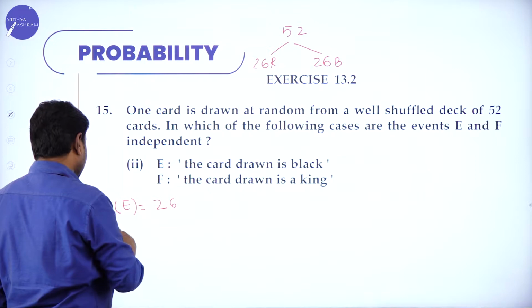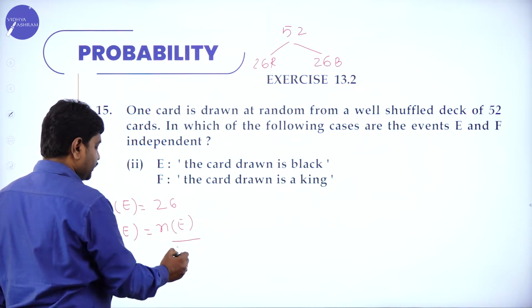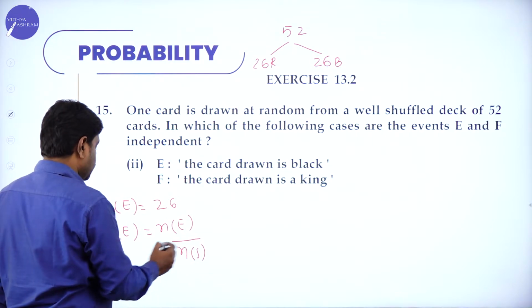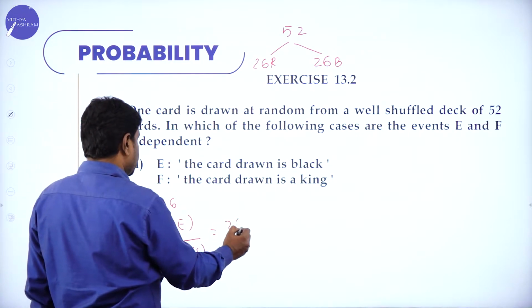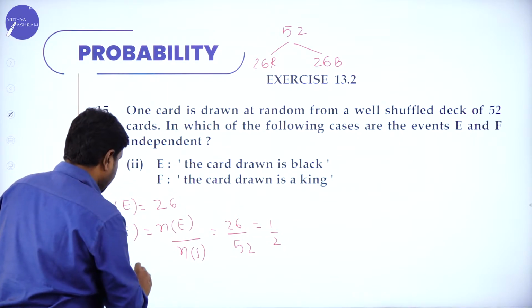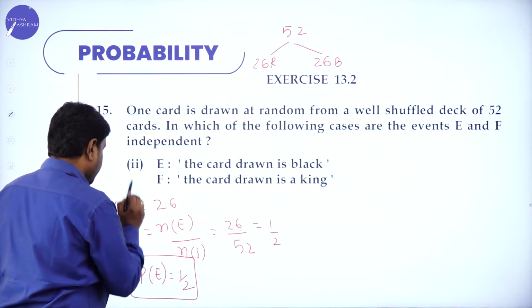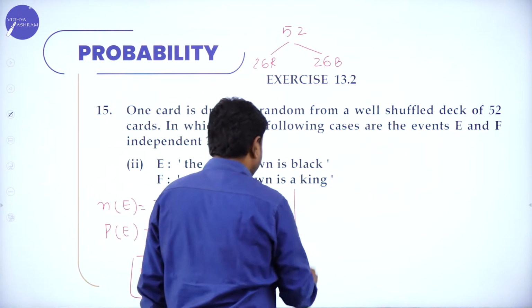So P of E, what is P of E? N of E divided by N of S. So if you substitute N of E as 26 by 52, that will be 1 by 2. So the probability of getting a black card is 1 by 2. So now find P of F.